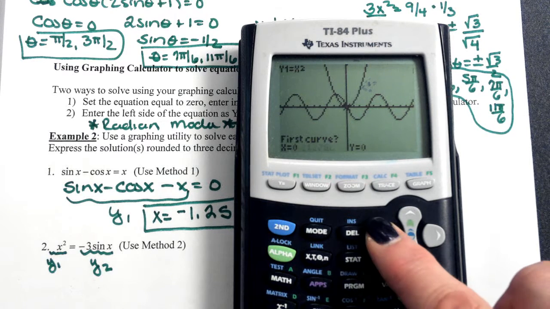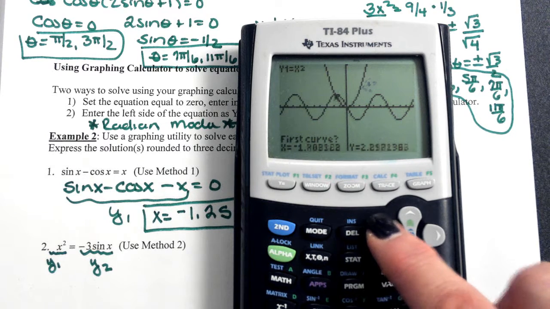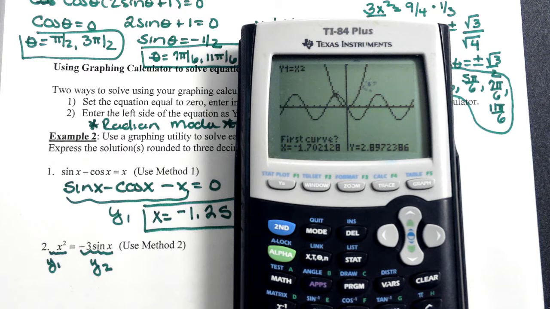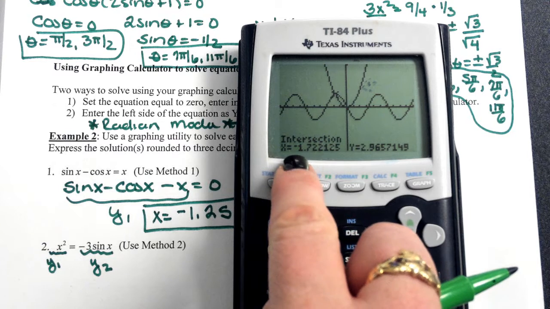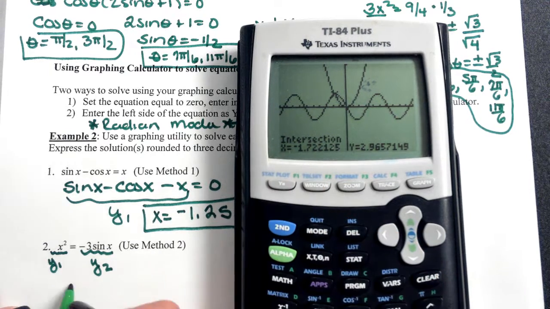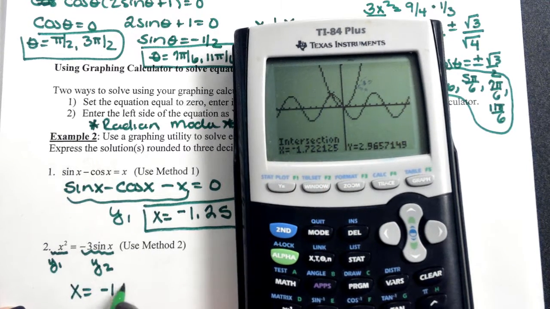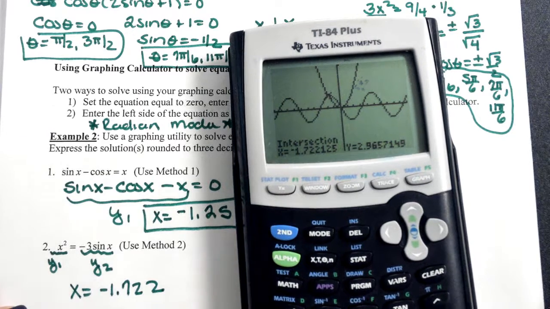So again, it doesn't matter which one you find first. I'm going to find that one furthest on the left first. So move your cursor so it's almost right on top of that point of intersection. And then hit enter, enter, enter. So remember, the x-coordinate is your solution. So x is going to be equal to negative 1.722.